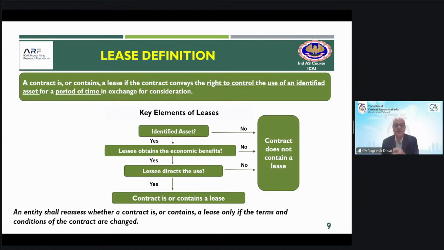Unless there is a right to renew the lease at attractive terms or a purchase option, there's a different case. My dear friends, I have embedded here one example of the purchase option.